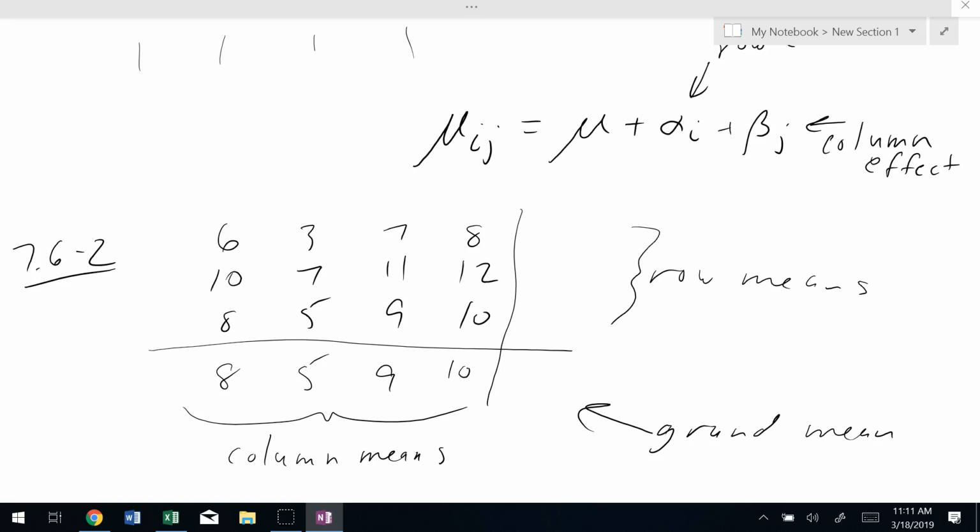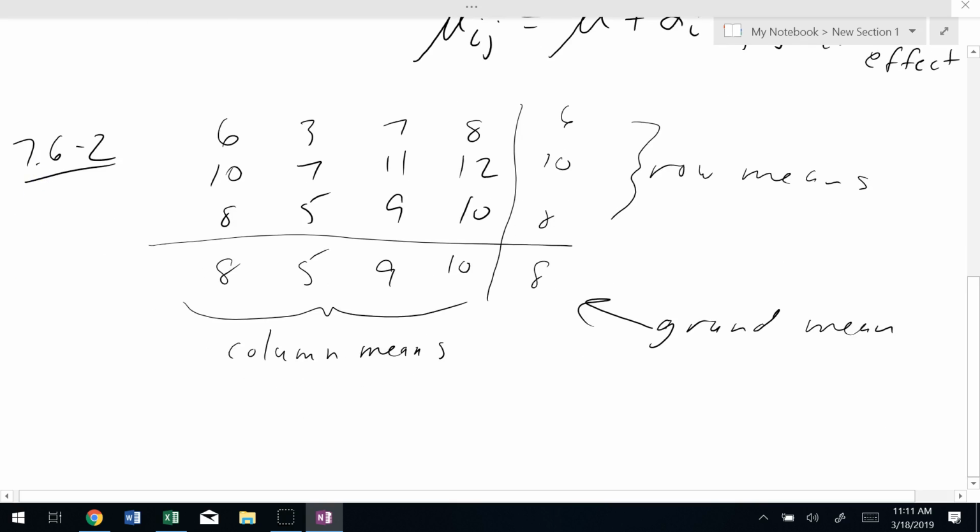Across the rows, 15 and 9 is 24, divided by 4 gives us 6. 22 and 18 is 40, divided by 4 is 10. And 18 and 14 is 32, divided by 4 is 8. And if I remember correctly, I believe your overall mean, the grand mean, is also 8 here. We can check it, but I'm pretty sure it's 8. Doesn't matter. It illustrates the rest of what we wanted to do.